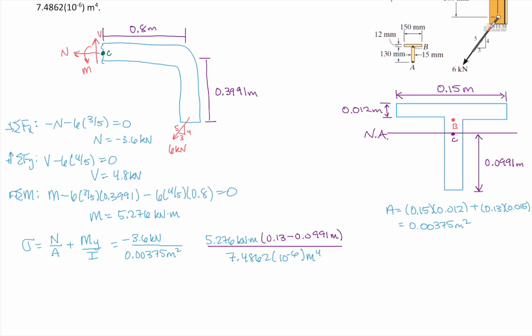So when we do our right-hand rule, remember B is right here, my hand's going to go in this direction. So I'm pulling away from B, which means it's tensile. So since it's tensile, we're going to have a positive number. So this we will add right there.